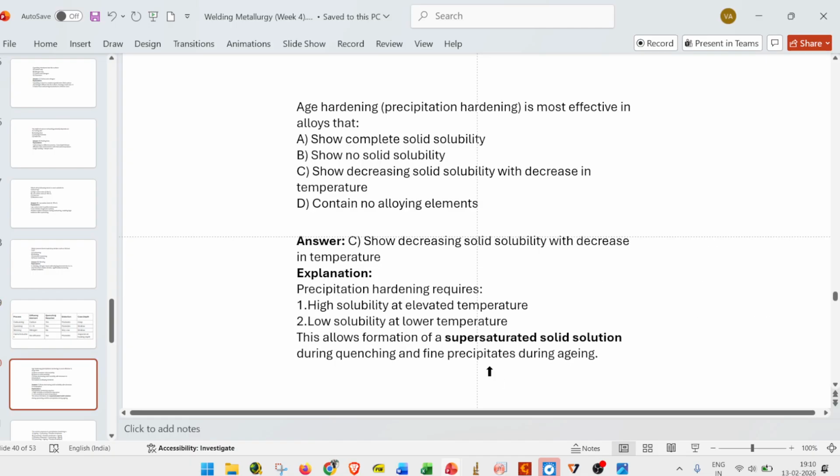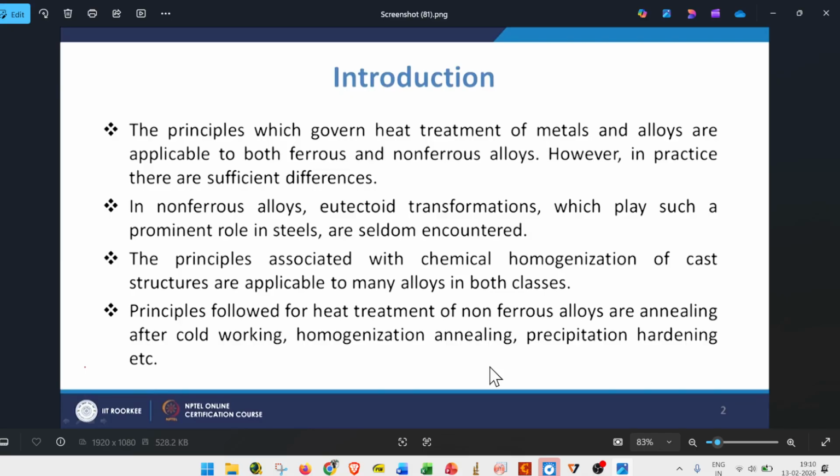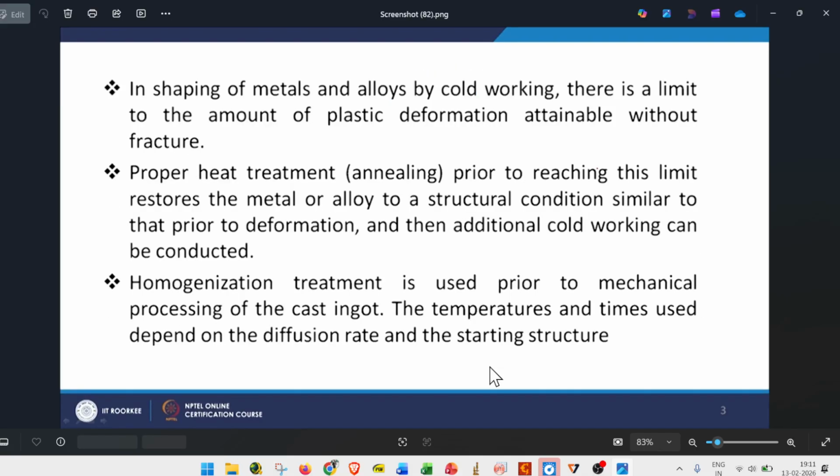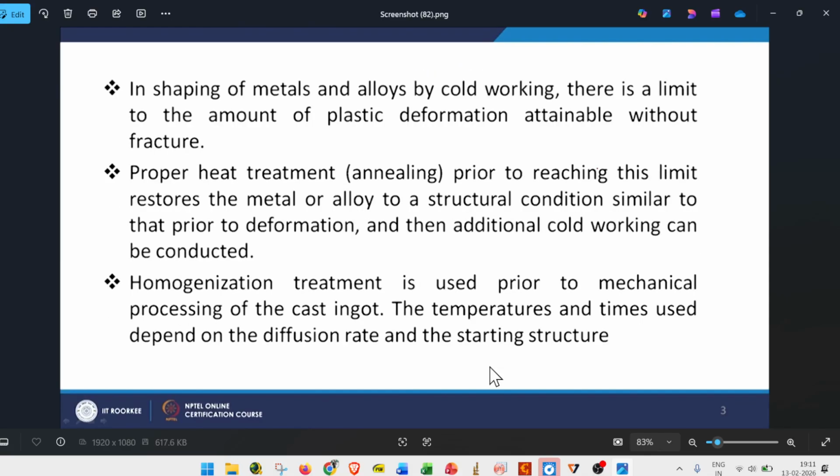Okay, next we go to the final topic, that is heat treatment in non-ferrous materials. Why do we have to do heat treatment for non-ferrous materials? To get chemical homogeneity, and in the case of aluminum and copper alloys we can get precipitation strengthening. These are the major reasons, and also to change the microstructure.